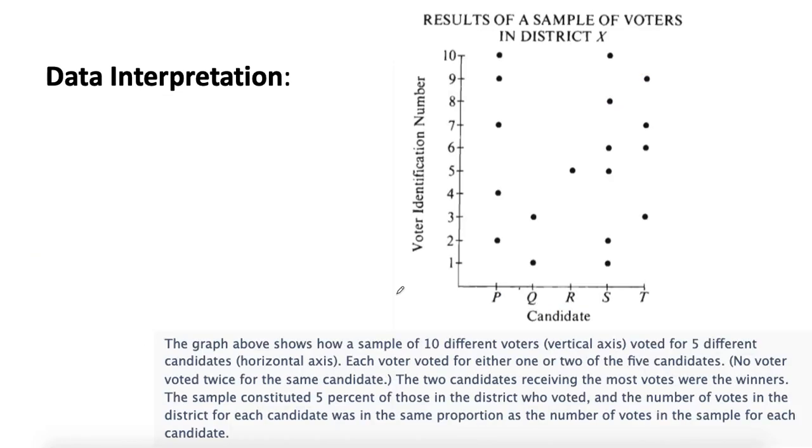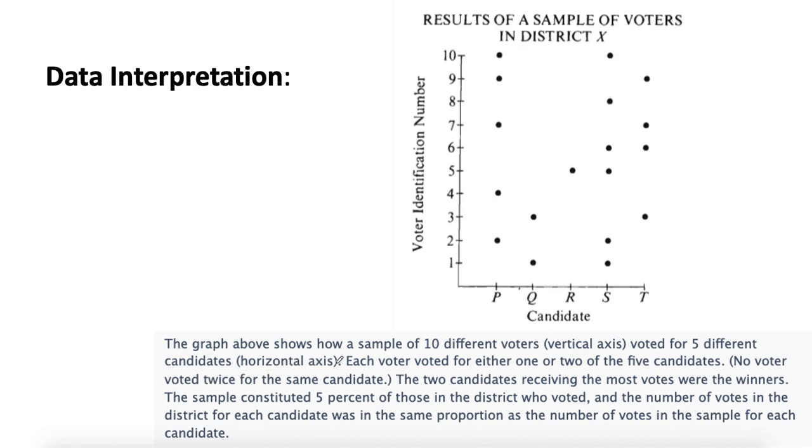Now this is the last graph, and this is a tricky graph. So again, the strategy we discussed: just get a generic idea in 10 to 15 seconds. We have provided results of a sample of votes in district X. We have 10 voter identification numbers, and there are 5 candidates. Now let's see the note.